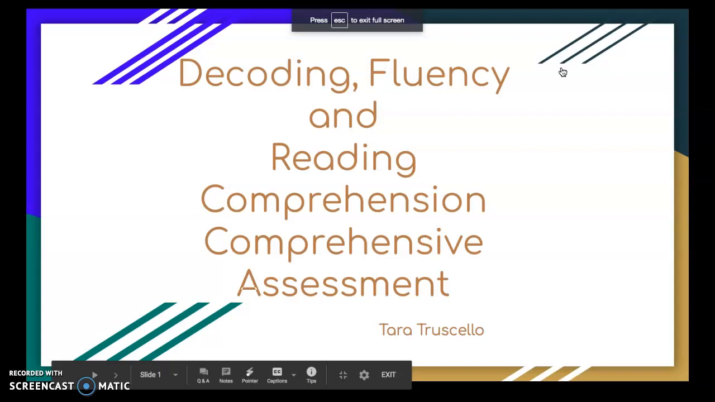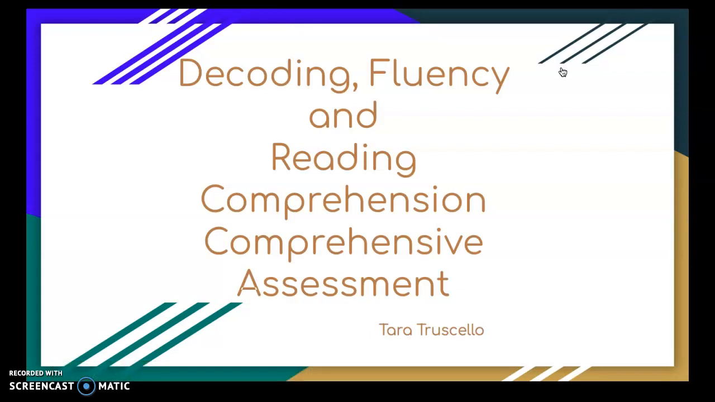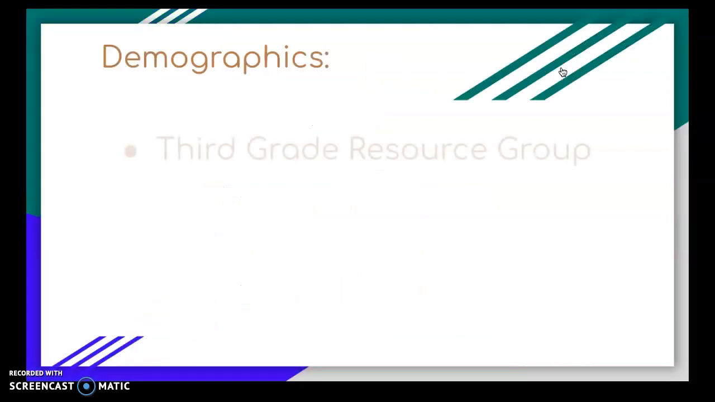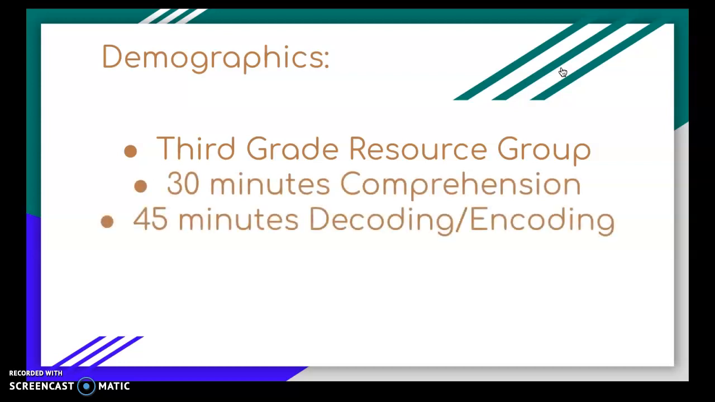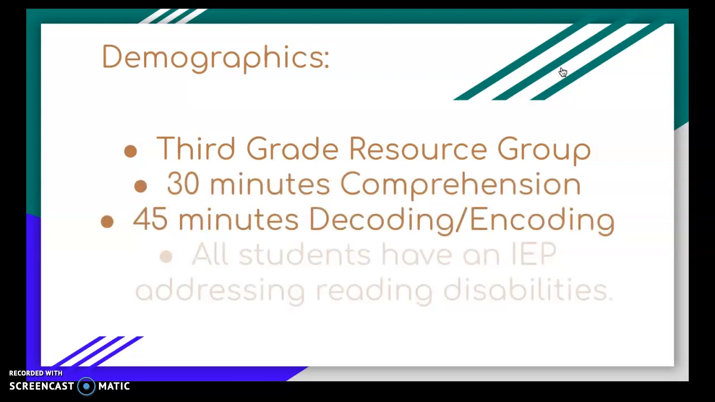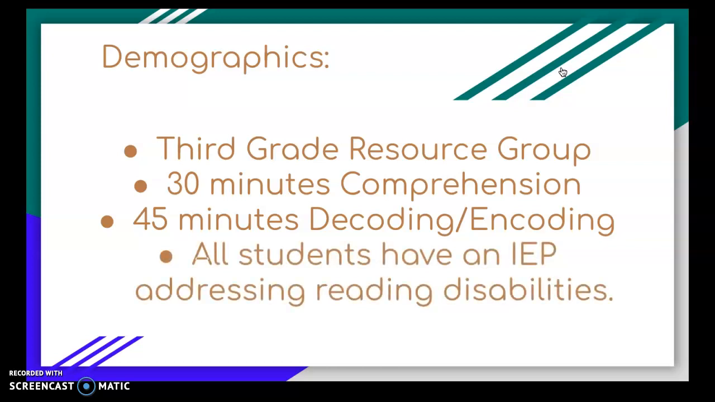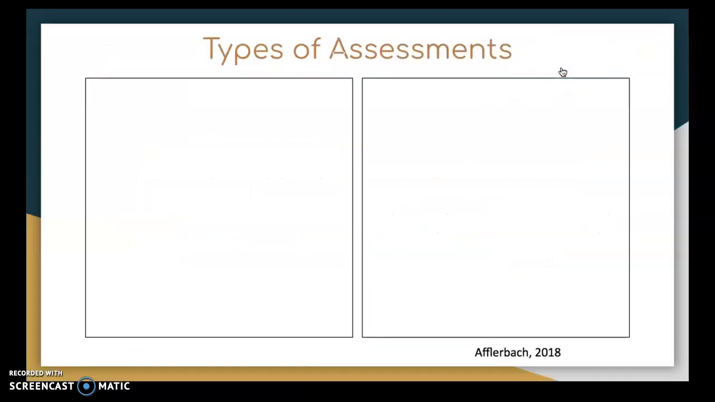This is my Decoding Fluency and Reading Comprehension Comprehensive Assessment Plan. The group that I'm working with is a third grade resource room group who received 30 minutes of comprehension instruction and 45 minutes of decoding and encoding instruction. This is due to all of the students having an IEP addressing reading disabilities such as dyslexia.